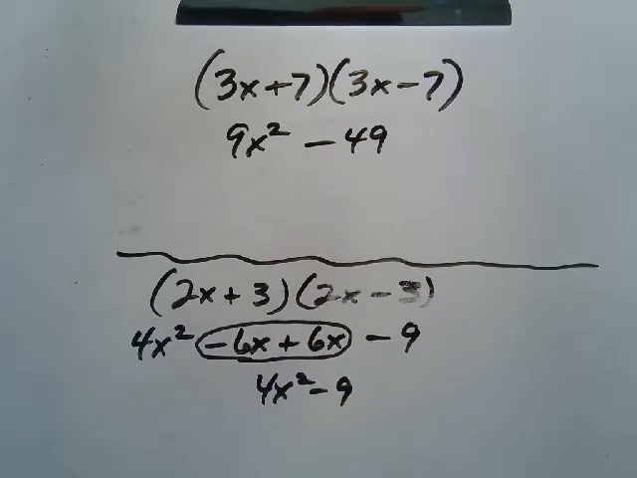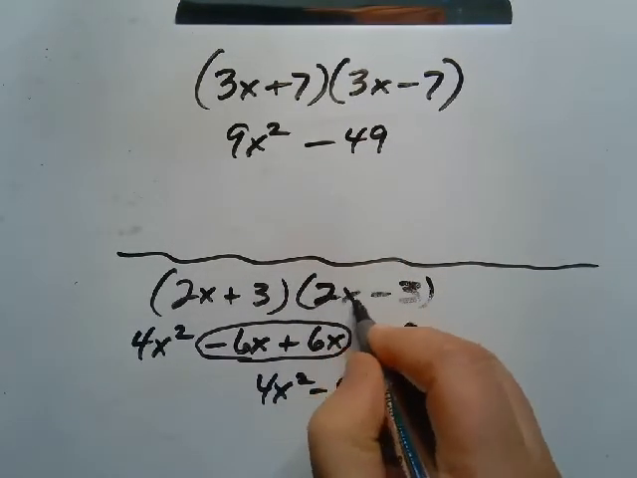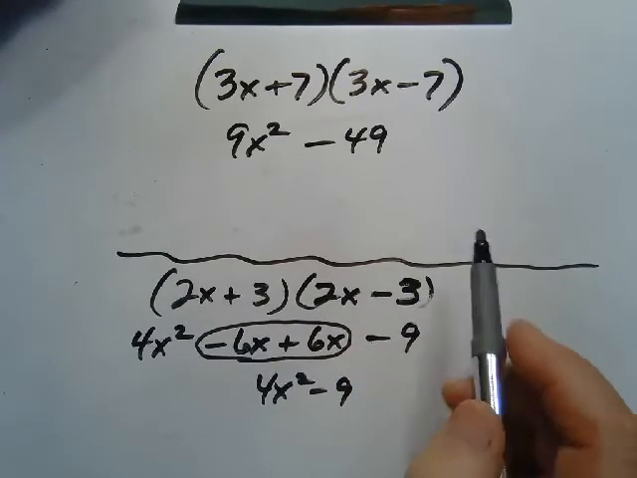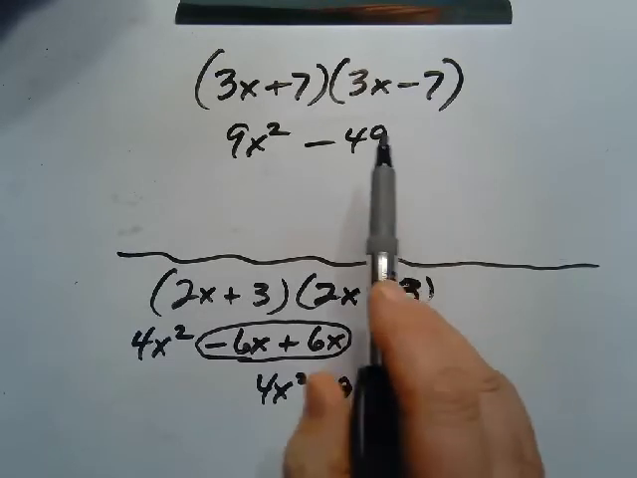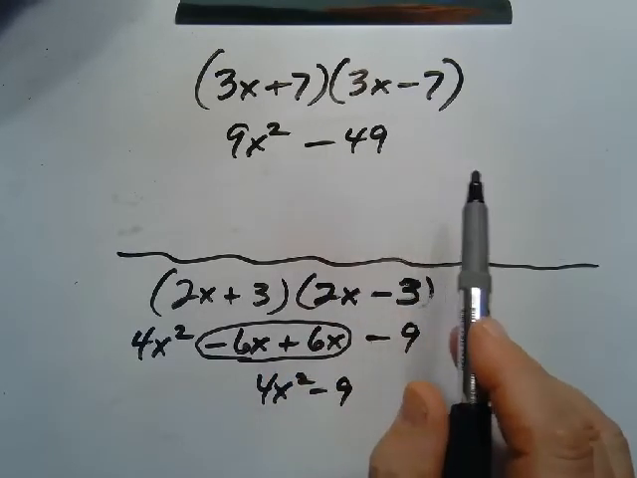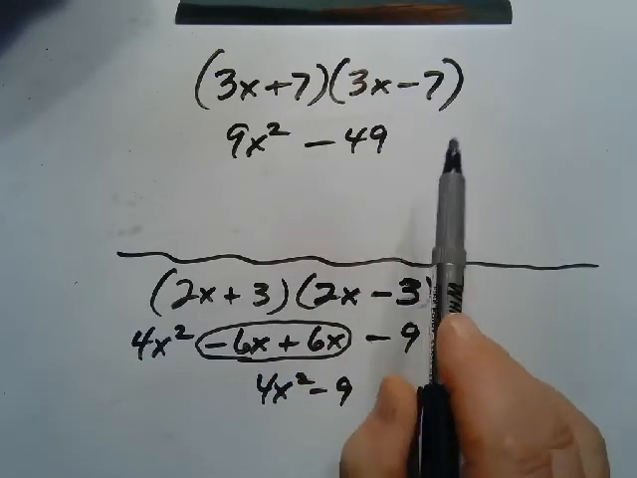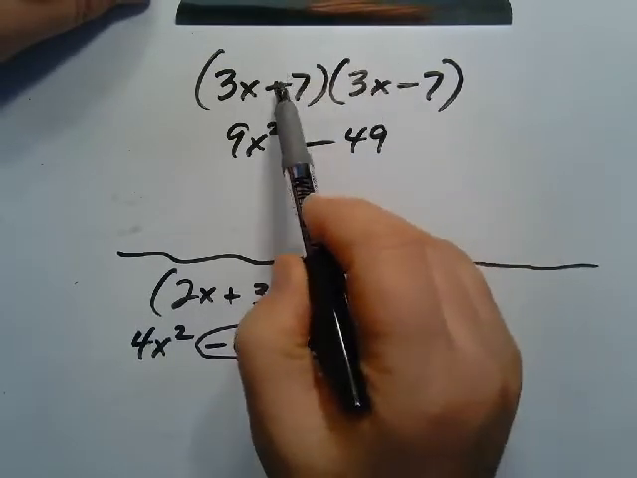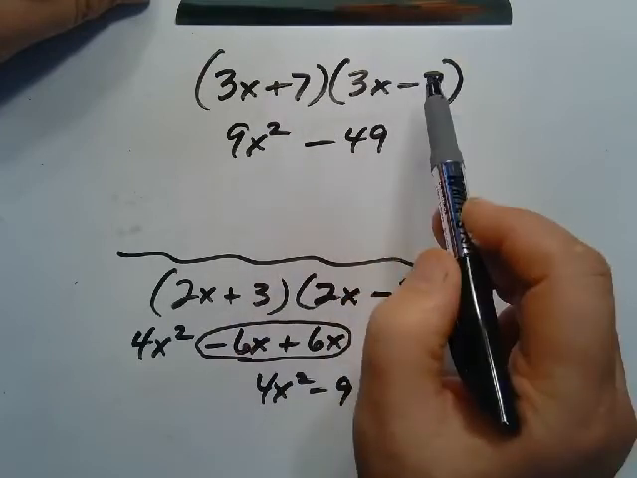Now, the big problem that we have with this is people will want to always do this. This only works with conjugates. So if you try to do this with other problems, you'll be in a world of hurt. The only time those middle terms go out is when these are opposites. They're conjugates of one another.